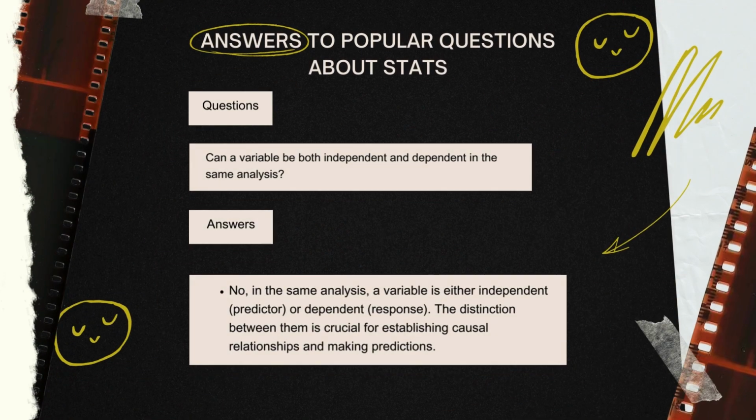Question: Can a variable be both independent and dependent in the same analysis? Answer: No, in the same analysis, a variable is either independent (predictor) or dependent. Response: The distinction between them is crucial for establishing causal relationships and making predictions.